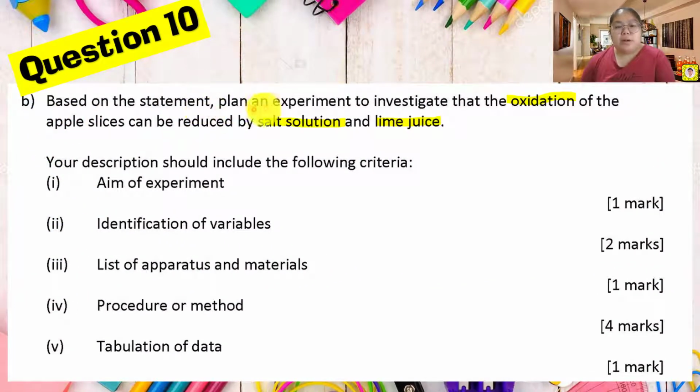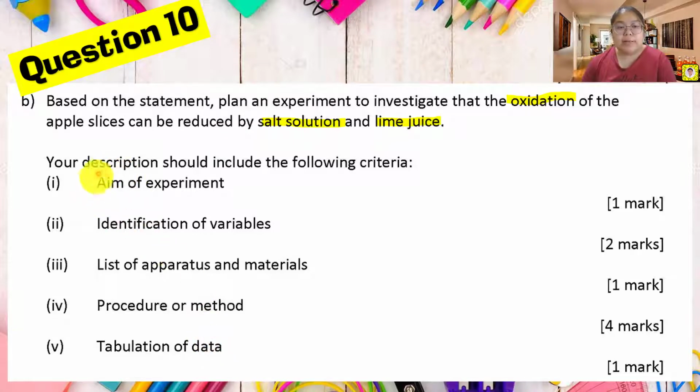Now, based on the statement, you need to plan an experiment to investigate whether the oxidation of the apple slices can be reduced by the salt solution and also the lime juice. Your description should include the following criteria. The first one must be the aim. Aim is 1 mark. Then you must mention the variables. Variables get 2 marks. Then the apparatus. Then the procedure, which must come together with a drawing. Your drawing also must be labeled. And the last one is to tabulate the data in table form.